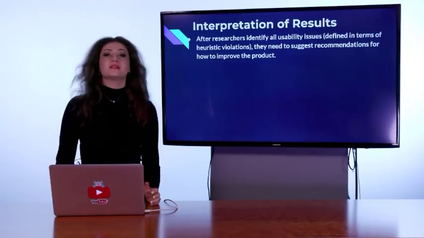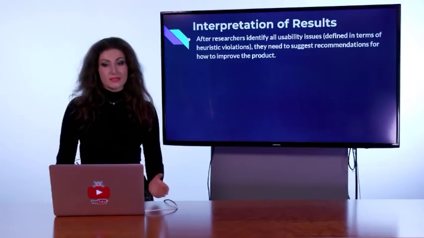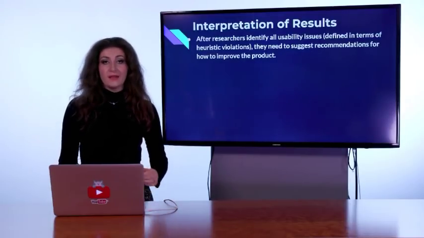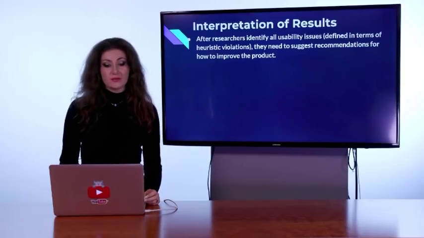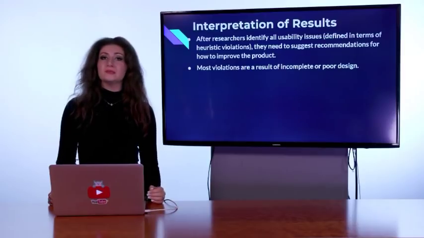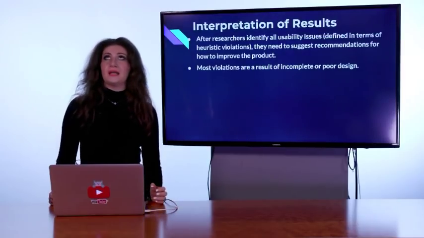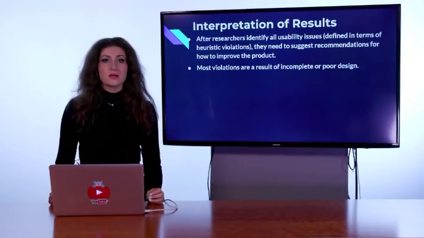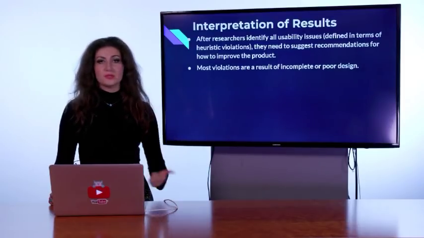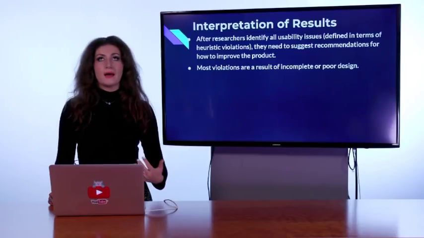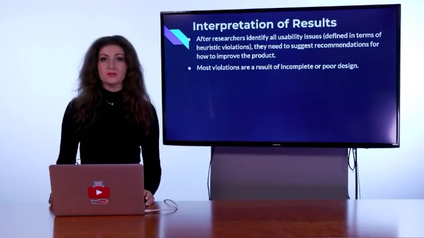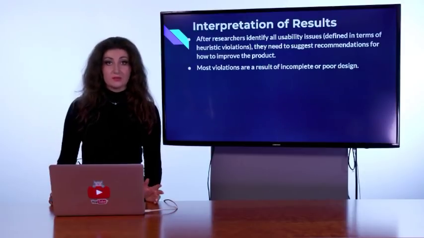So interpreting these results, right? After the researchers identify all the usability issues, once again defined in terms of violations similar to the chart we just saw, then they need to suggest recommendations for how to improve the product. Now, most violations are a result of an incomplete or poor design, meaning in some instances, a product has to be designed quickly and developed so it can get marketed, it can get pushed out the door, it can get promoted, and designers don't always have all of the time in the world to work on their particular interface.